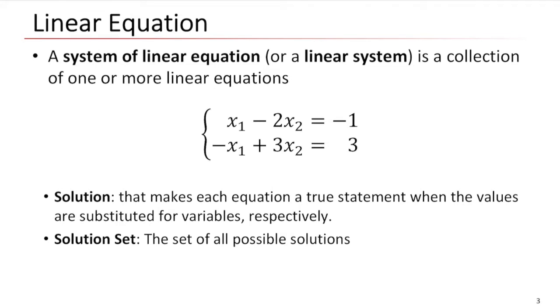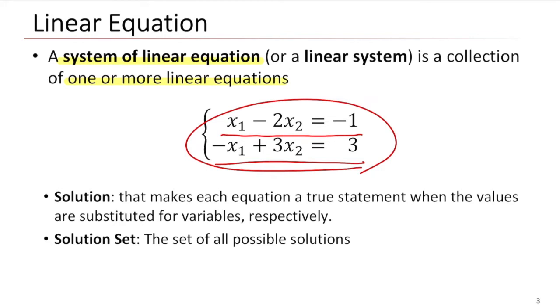Okay, then what is a system of linear equations? It's just a collection of one or more linear equations. Let's see the example. So this was just one single linear equation, but in a system of linear equations, we have more linear equations like this. So this is called a system of linear equations. With this information, we can find the solution for x1 and x2.